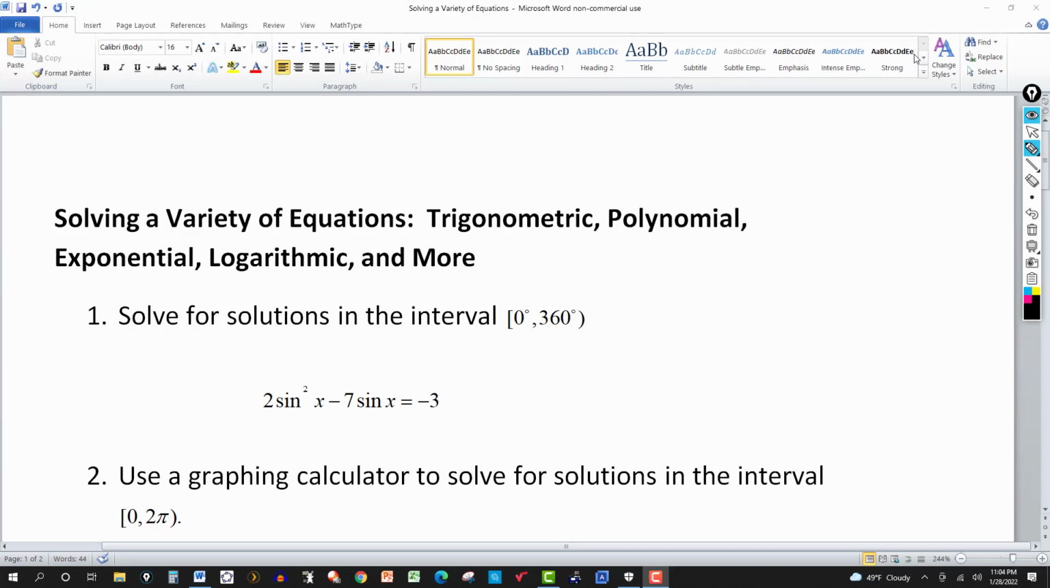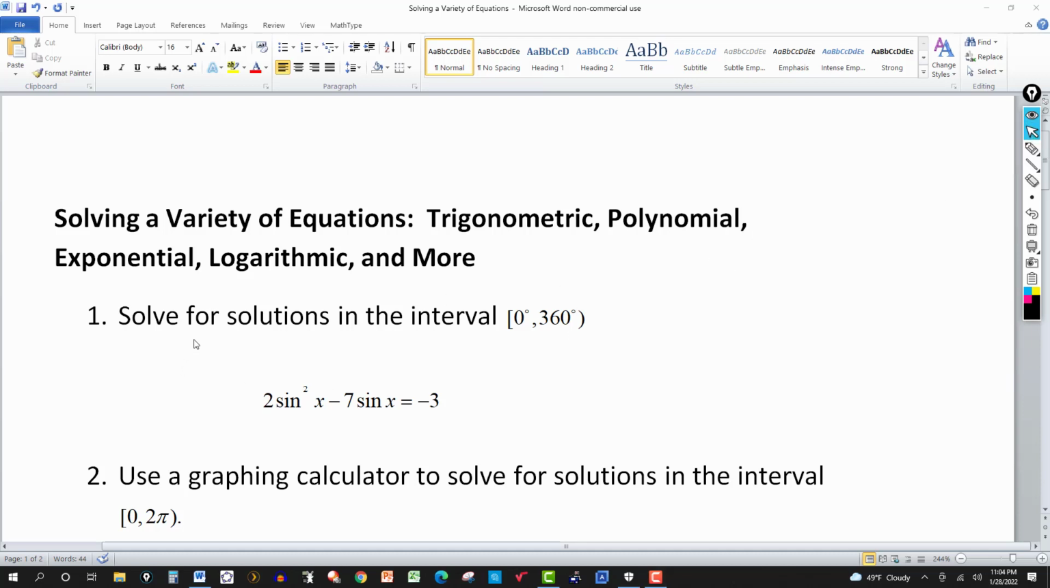In this video, we'll be solving a variety of equations from trigonometry and from college algebra. At any time, just go ahead and pause the video and see if you can solve the problem on your own, and then I'll come back and go through the solution. The first couple of problems are from trigonometry.